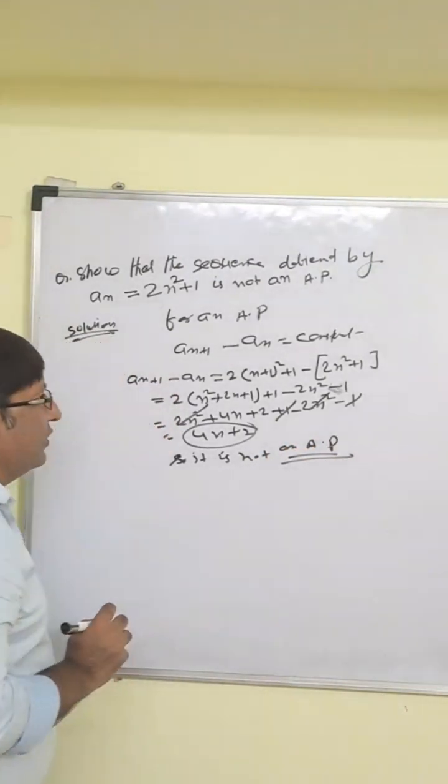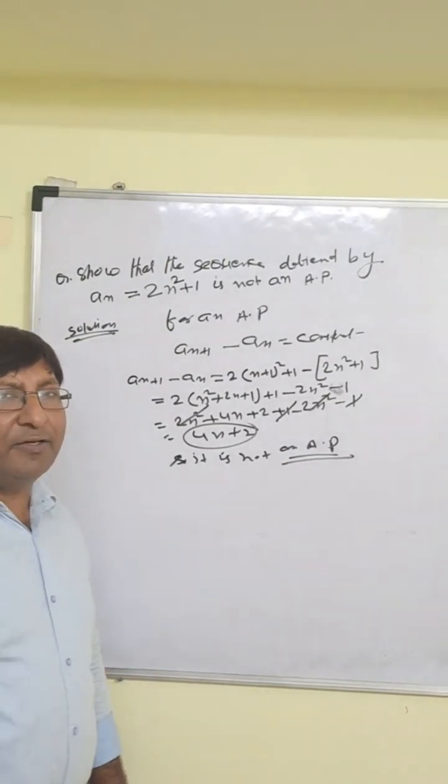So if a_(n+1) minus a_n is not a constant term, it is not in AP.